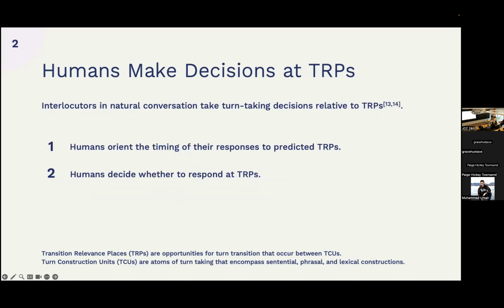We also know that these TRP points where people do respond and also don't respond are very, very important. We're oriented towards these points. So we make a number of turn-taking decisions at these points, and we actually are predicting these points in conversation, which allows us to have this rapid turn taking.